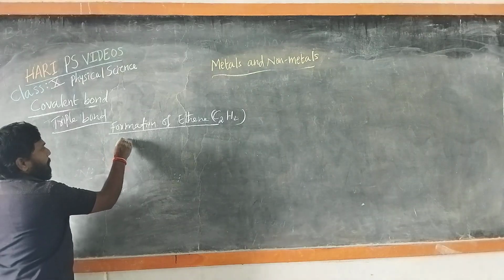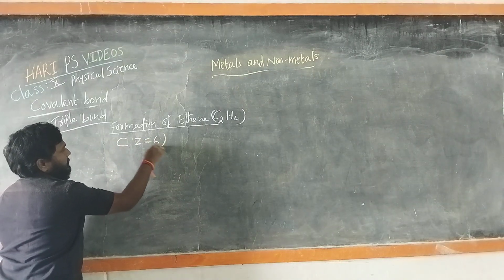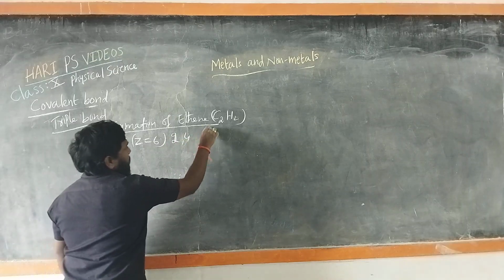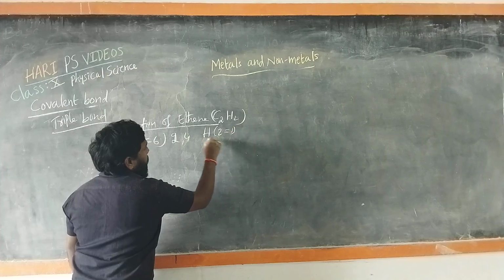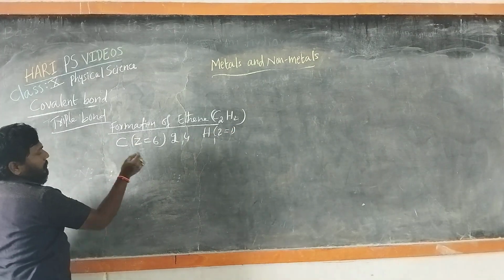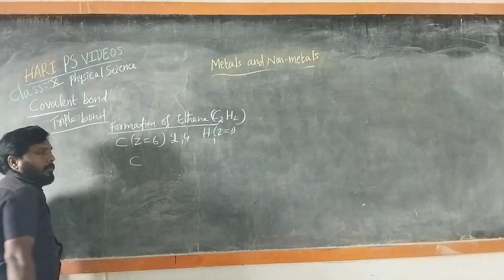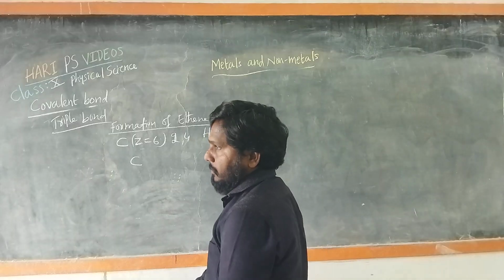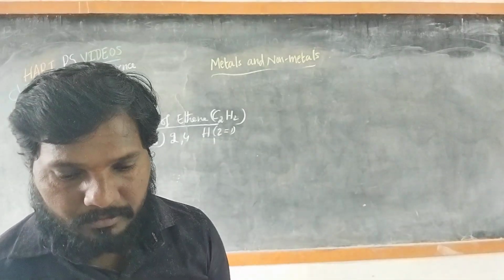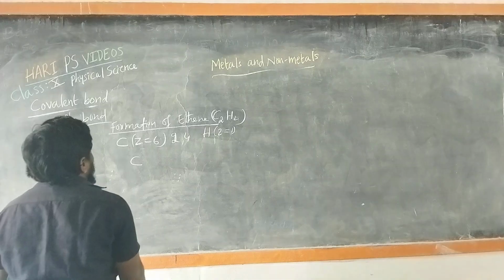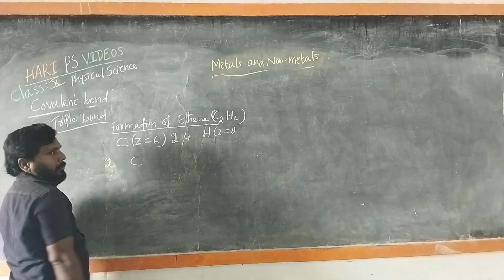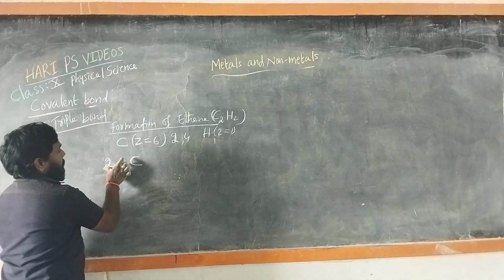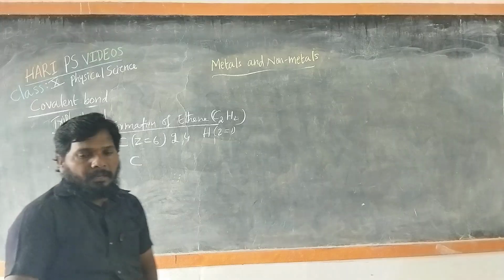As we know, carbon has atomic number 6 and electronic configuration 2, 4. Hydrogen has only 1 electron. So how many carbons are required? 2 carbon atoms are required.